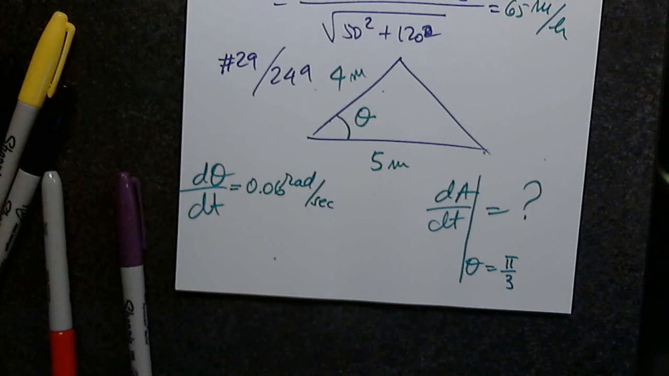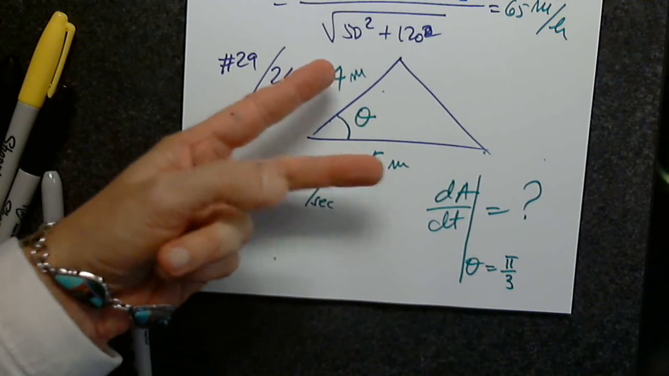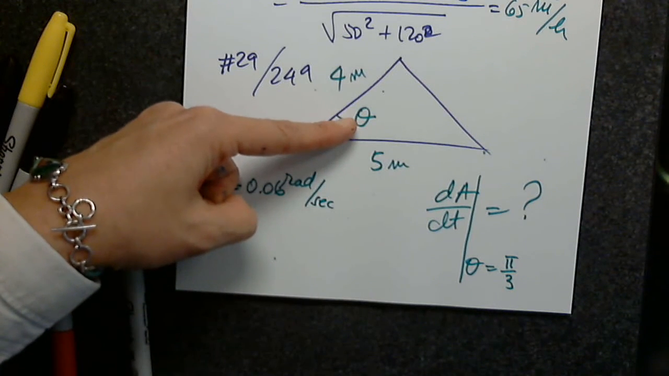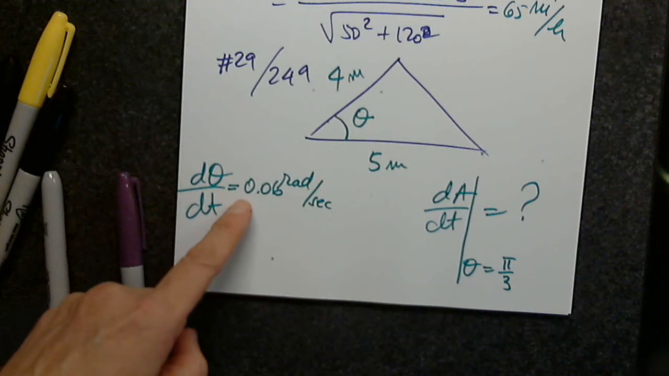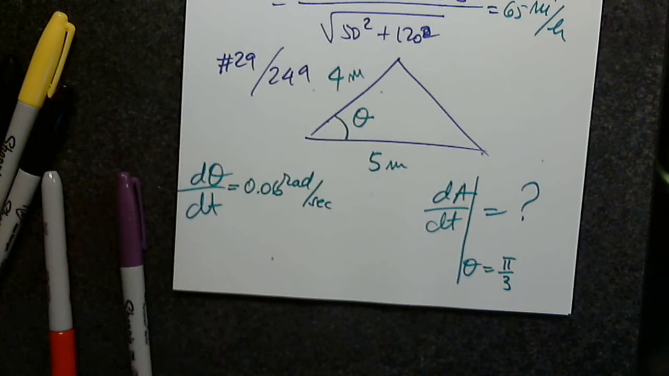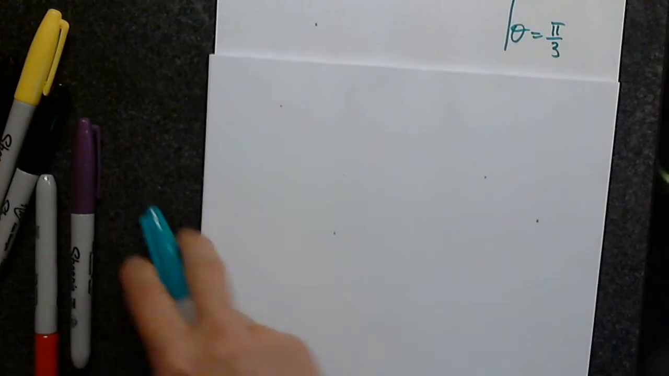So one more time. We have a triangle. We are given the measures of two sides, and we are told that this angle is increasing at a rate of 0.06 radians per second. Because this angle is increasing, so is the area of the triangle. There are actually 3 formulas for the area of a triangle.